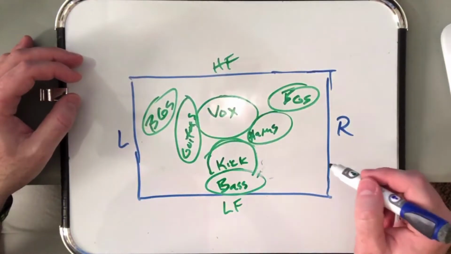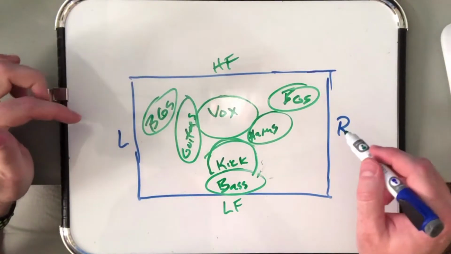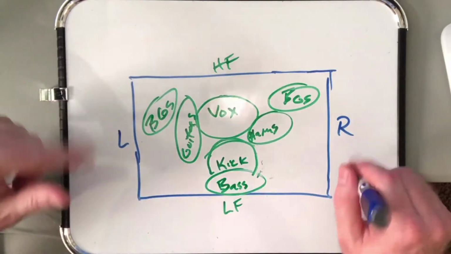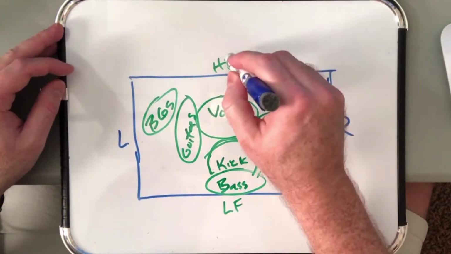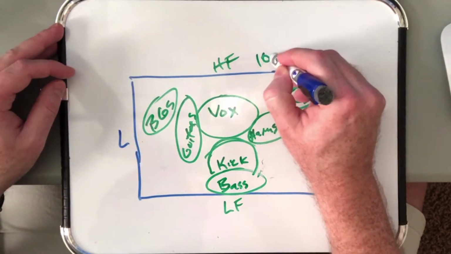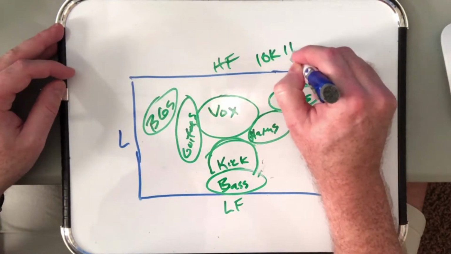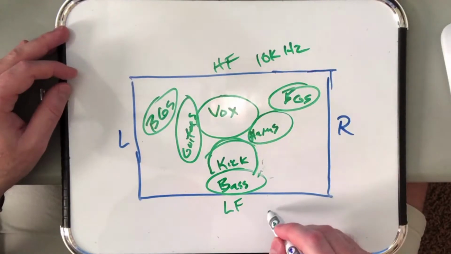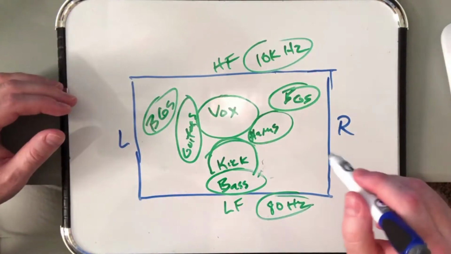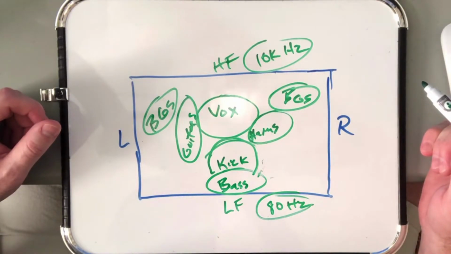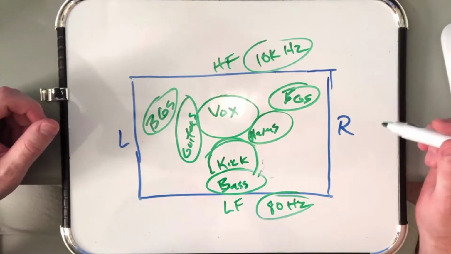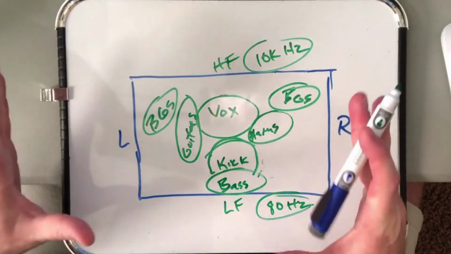Think of everything in a box. Think of left and right as your balance, your panning. And think of the top of the box as higher frequencies, so really high frequencies like 10,000 hertz, and low frequencies like 80 hertz. Don't let the hertz throw you off or push you away. Just start getting used to hearing things spoken in frequency ranges. So anyway, this is how you visualize it.